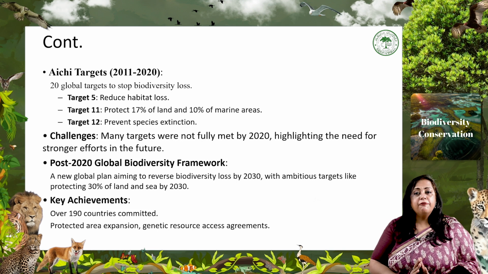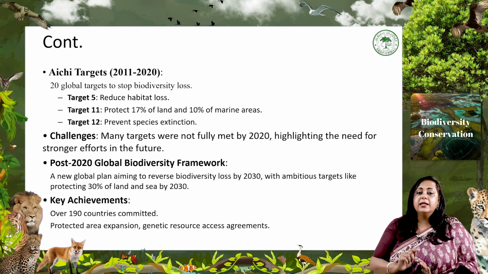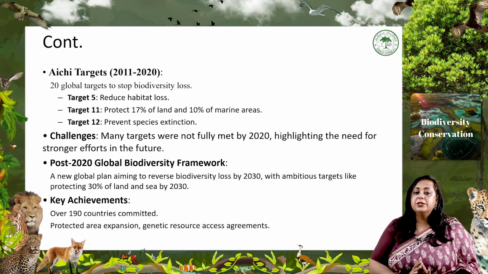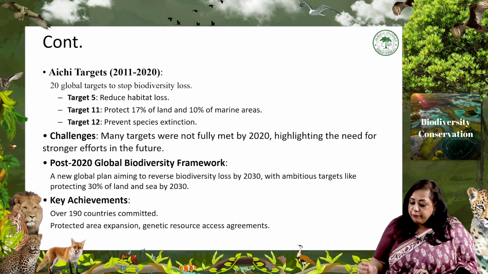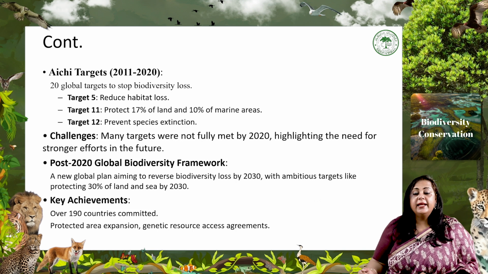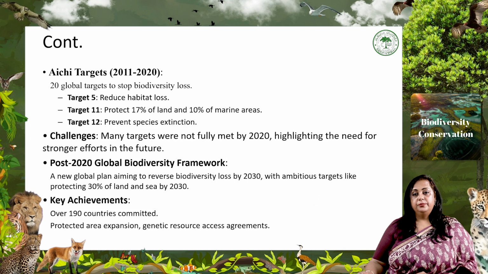We should make effort to reduce the habitat loss, and Aichi target 11 is to protect 17% of land and 10% of marine areas. This is compulsory: to protect at least 17% of the land and 10% of the marine area. And the third target, Aichi target 12, is about preventing species from extinction.